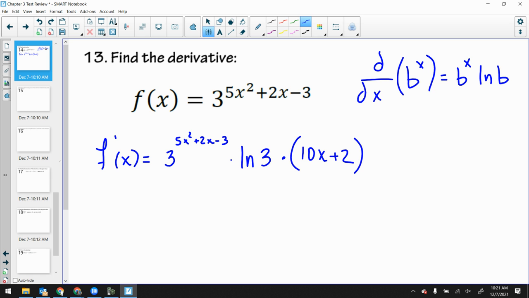I'll put that in parentheses. And I can leave that like that, because it's all multiplication. I could reorder it if I wanted to. I could say ln of 3, 10x plus 2, then 3 to the 5x squared plus 2x minus 3. But I can leave it like that. That's fine too.